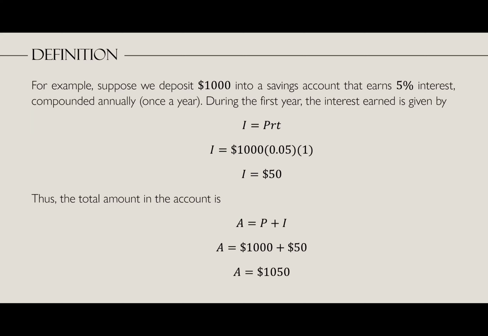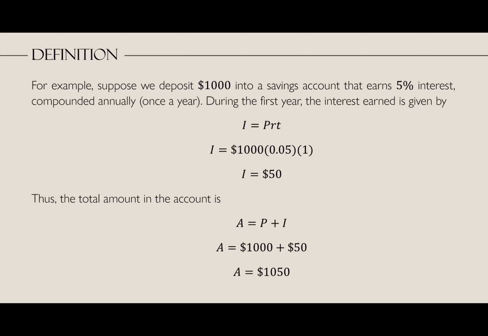Let's say I have a savings account and I deposit $1,000. And if this savings account earns 5% interest, and let's say we calculate it once a year, then what happens during the first year? Well, during the first year, we can still use our simple interest formula, I = PRT. If I plug in my principal of 1,000, my 5% interest rate, and then 1 year for my timeline, that gives me an interest amount of $50. So therefore, after 1 year, my account should be worth $1,050.